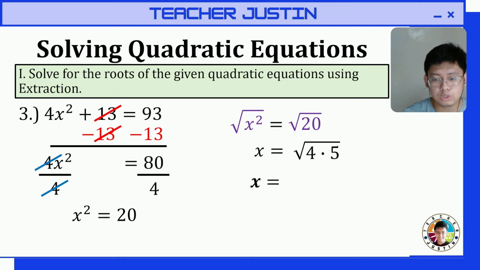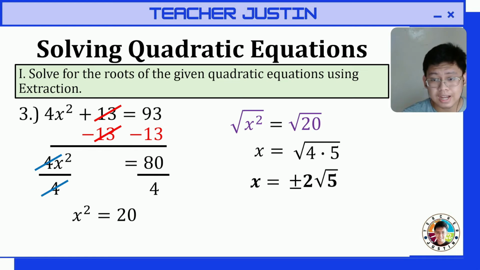Okay? So, the square root of 4 is 2. Positive, negative 2. Okay? And the square root of 5 will still be square root of 5. And also, since we apply the square root property, we get the square root of both sides, we need to get both positive and negative roots. Kaya tayo nagkaroon ng sagot na positive, negative 2 square root of 5.